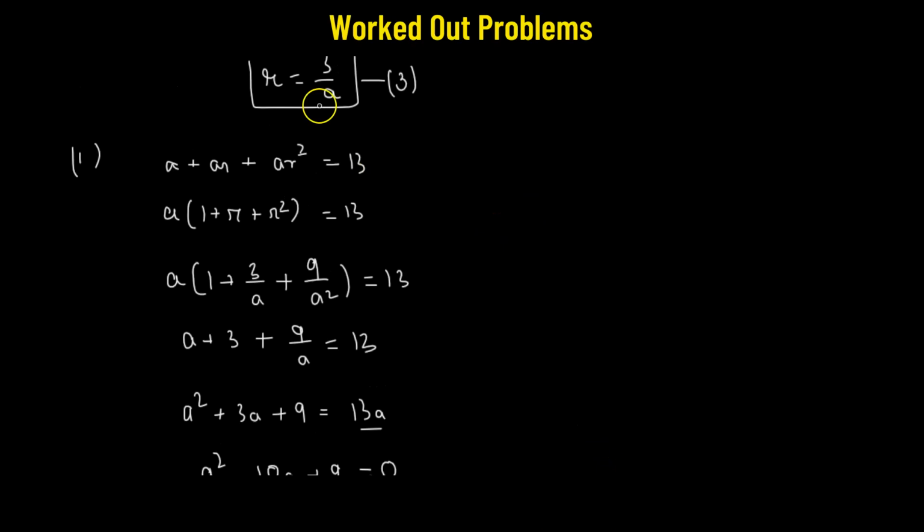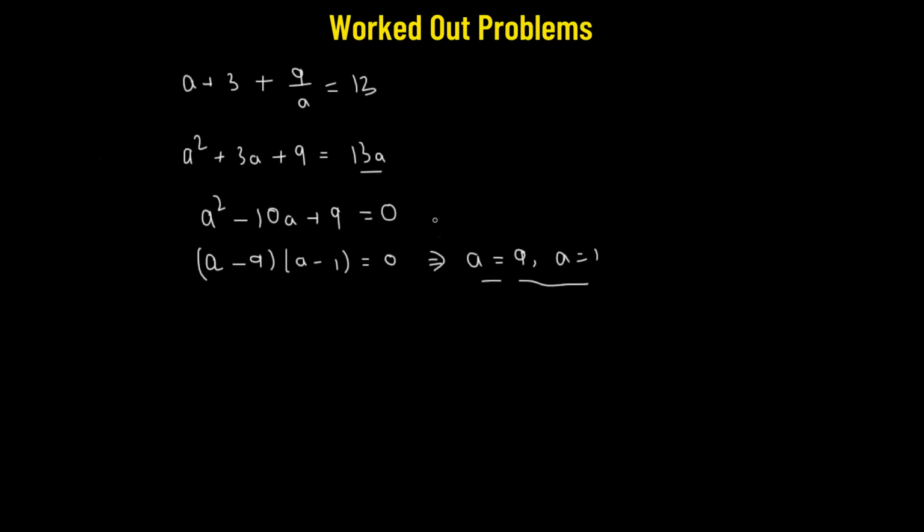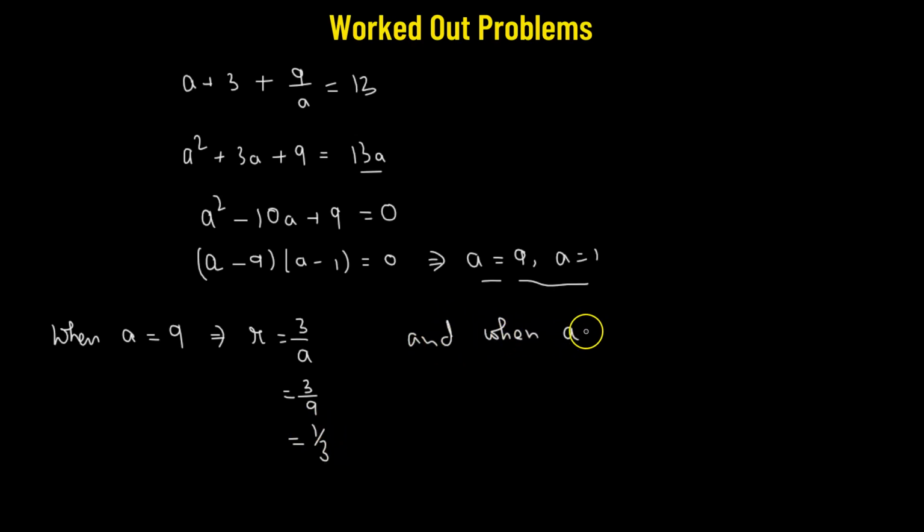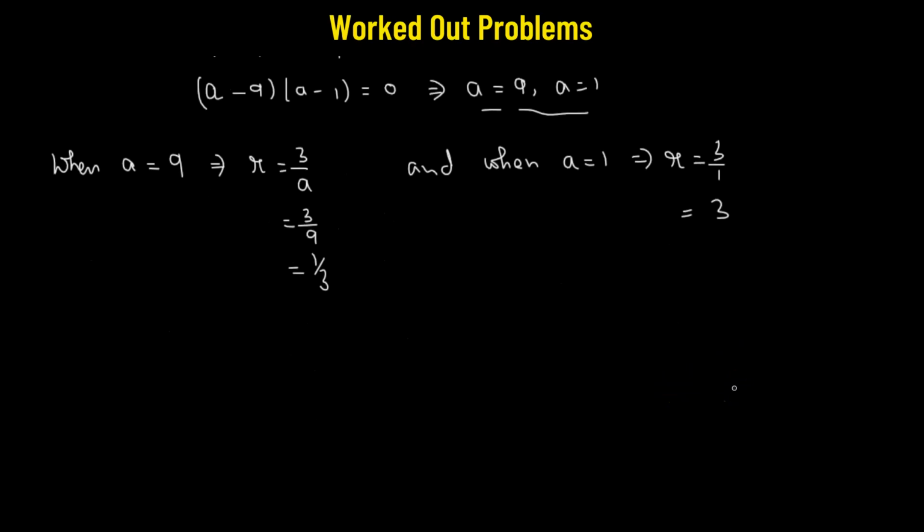So using equation number 3, r is equal to 3 over a, we can also obtain the common ratio. So let's use that. When a equals 9, this implies the r value is simply 3 divided by a. So that means we're going to get 3 over 9, which is equal to 1 over 3. And for the other case, when a value is equal to 1, this is going to give us r value equals 3 divided by 1, which is simply equal to 3.